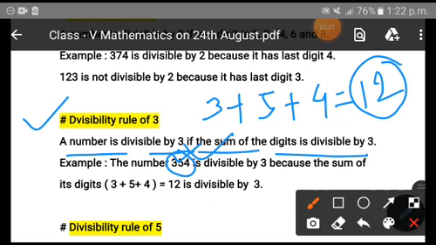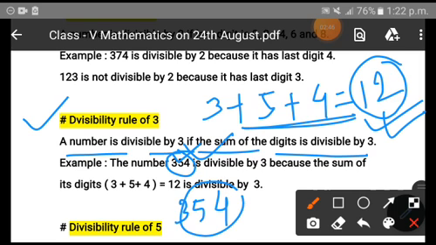In this chapter we are learning how to understand whether a given number will be divisible by another particular number like 2, 3, etc. without performing the actual division. Here we have found that the sum of the digits is 12, which is divisible by 3. That means the entire number 354 will also be divisible by 3. So, this is the rule of divisibility of 3.